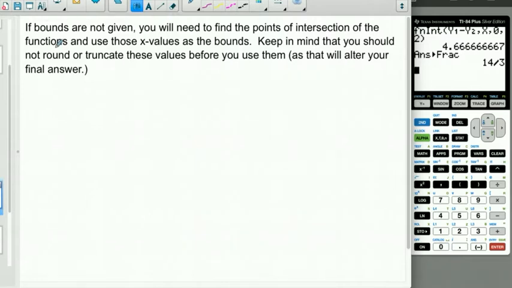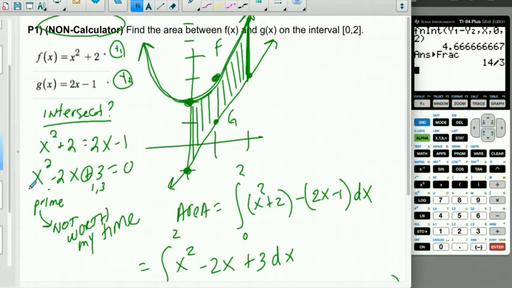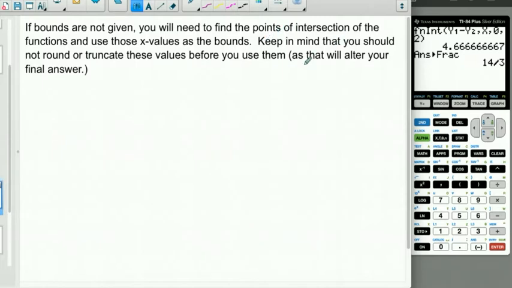So if the bounds aren't given, you're going to need to find the points of intersection. It turns out, if we look back at E1, that the bounds that I gave you happen to also be the points of intersection, right? And that's convenient, but it's not always true, as we saw in P1, where the bounds I gave you were not points of intersection. So if the bounds aren't given, we're going to have to find where the two curves intersect, and use those bounds.